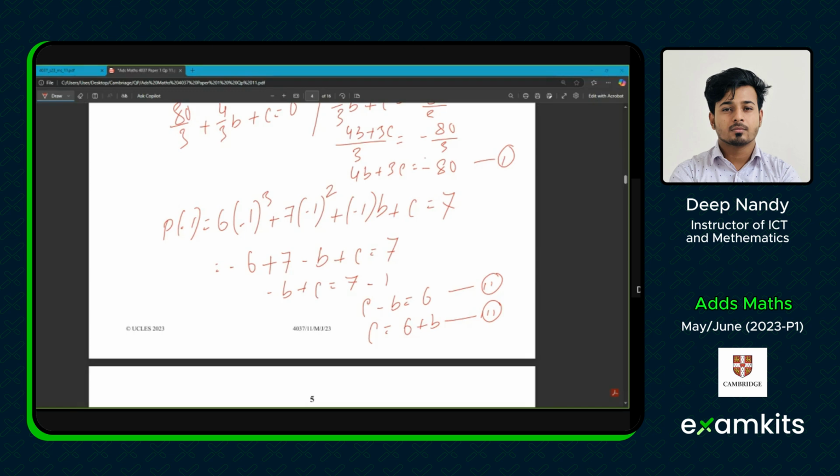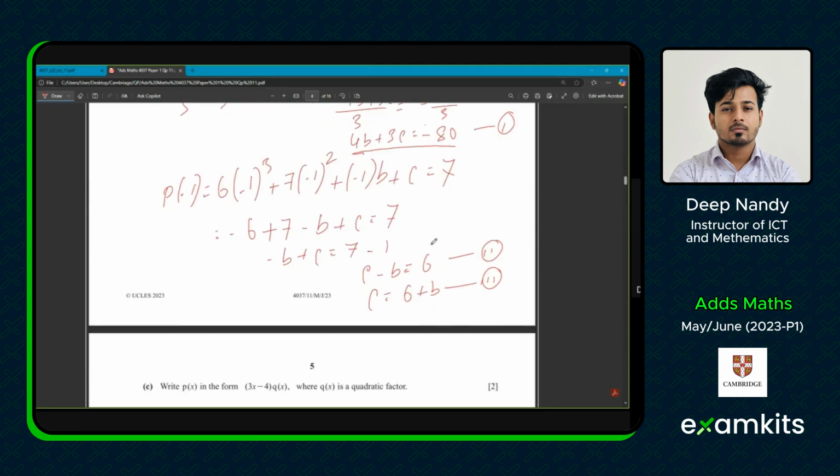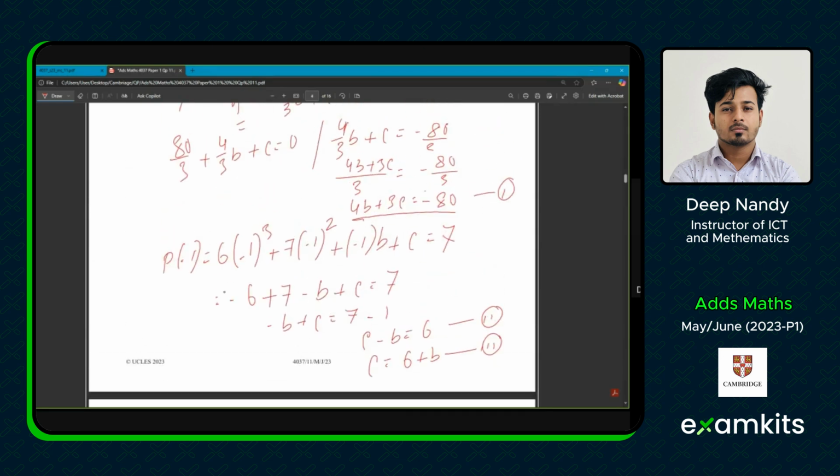C equals 6 plus b, and putting it here in equation 1. So if we put it in equation 1, we can see that 4b plus 3 times (6 plus b) equals minus 80. 4b plus 18 plus 3b equals negative 80.